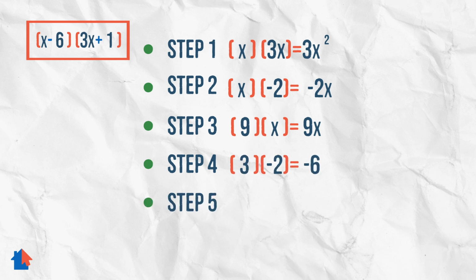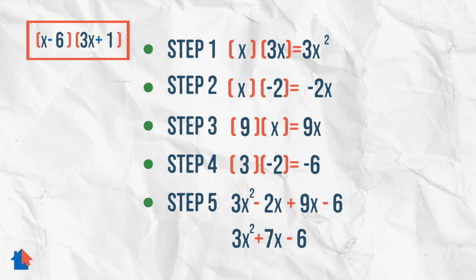Step 5. Combine them, being careful with the minus and plus signs. We get 3x squared minus 2x plus 9x minus 6, which simplifies to 3x squared plus 7x minus 6. B is the right answer. We don't need to go any further.